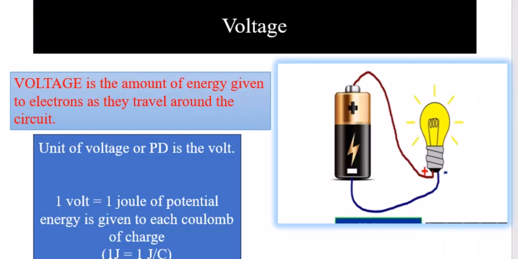The next quantity is voltage. Voltage is the amount of energy given to the electrons as they travel around the circuit. Voltage is basically the potential difference, the energy difference between the two points, which is given to flow the electrons through the conductor. The unit of voltage, or potential difference, is the volt, and 1 volt is defined as 1 joule of potential energy given to each coulomb of charge. So 1 volt is equal to 1 joule per coulomb.